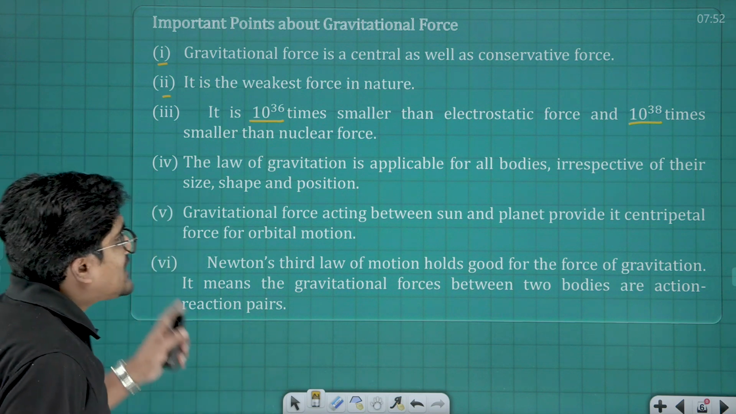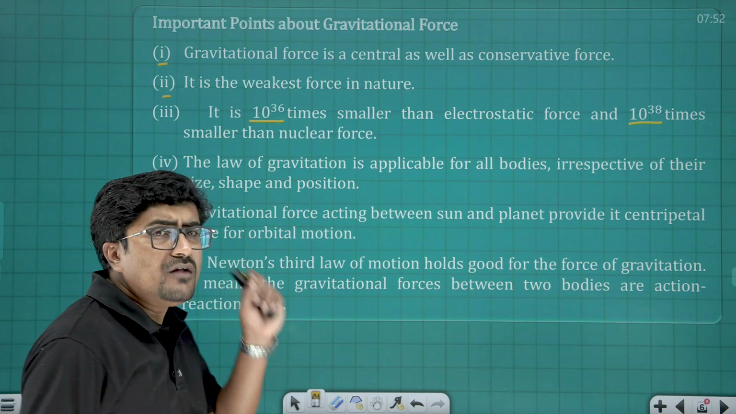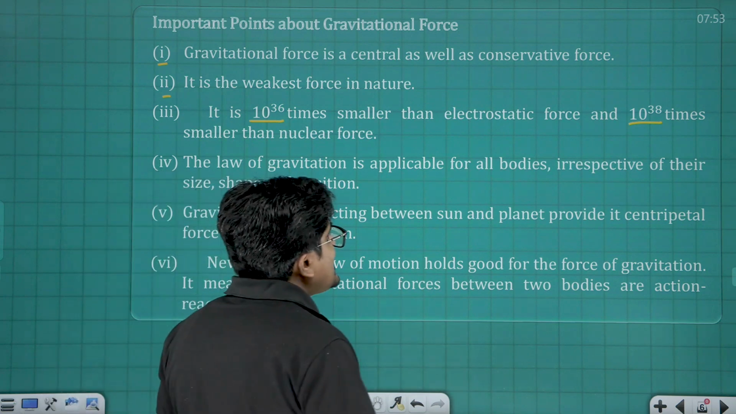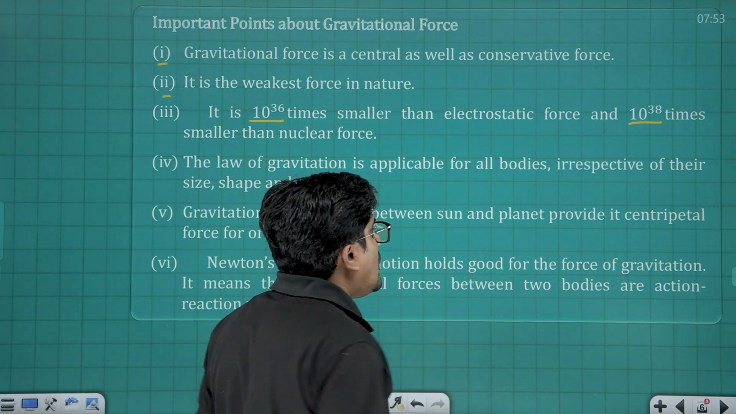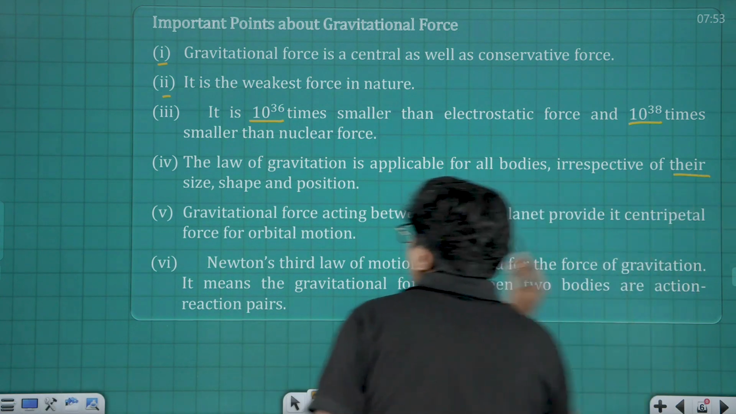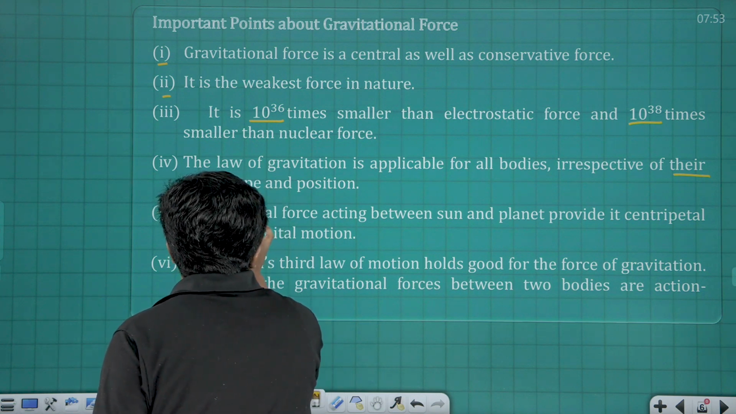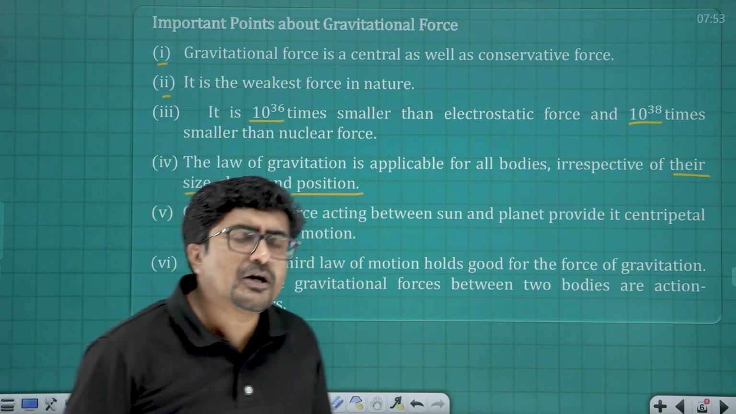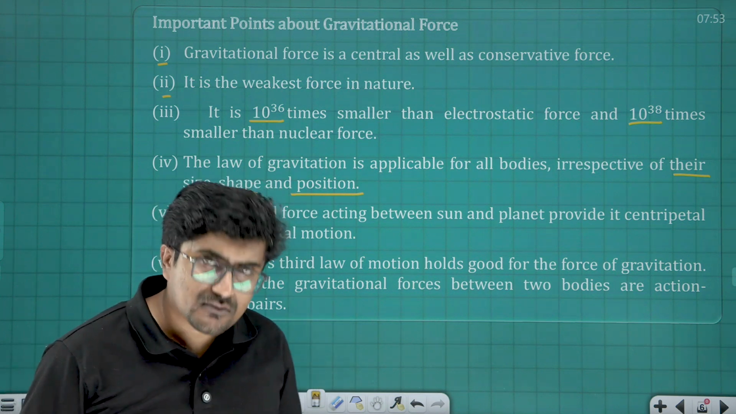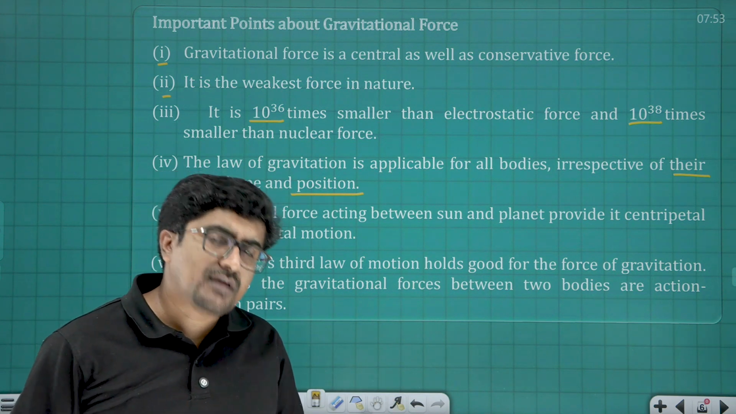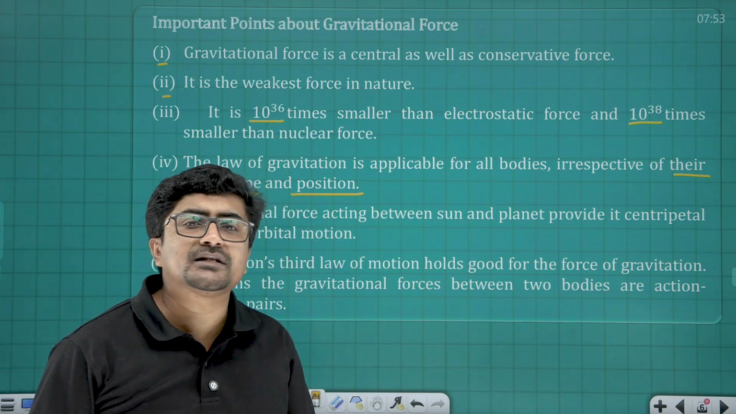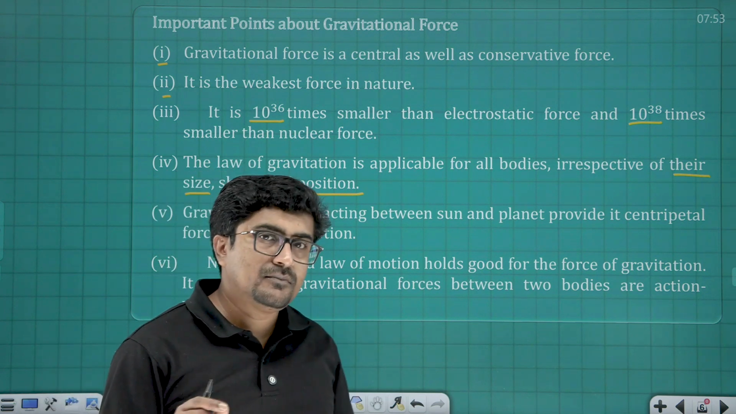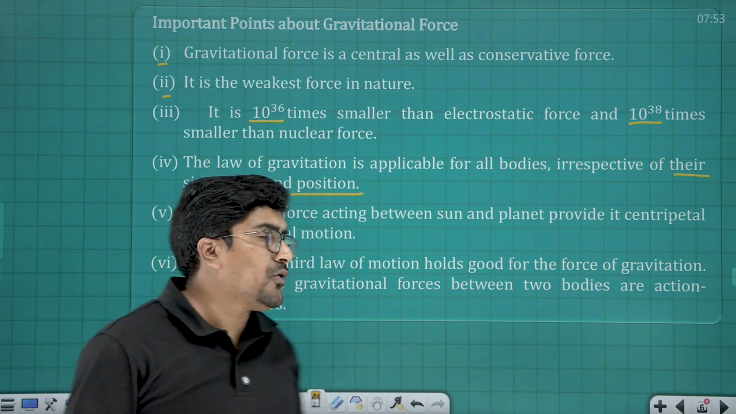The next one is this force of attraction. This force of attraction is applicable to all the bodies irrespective of their shape, size and position. That means 2 spheres of mass kept at a distance of separation, and 2 cylinders of same mass kept at the same distance of separation, will experience the same gravitational force of attraction. So that is the point over here.